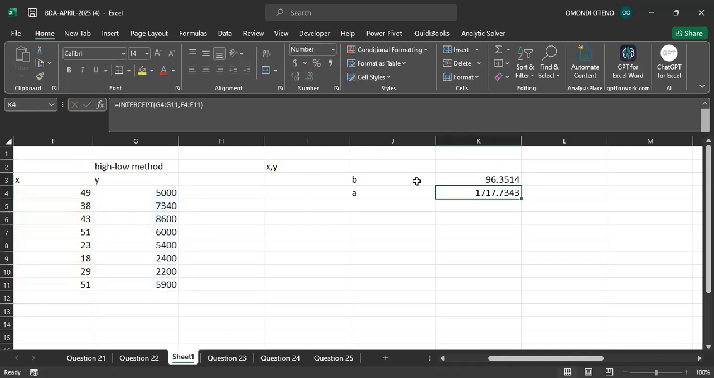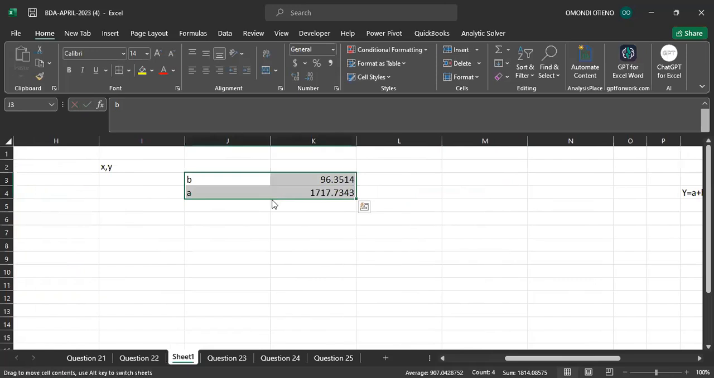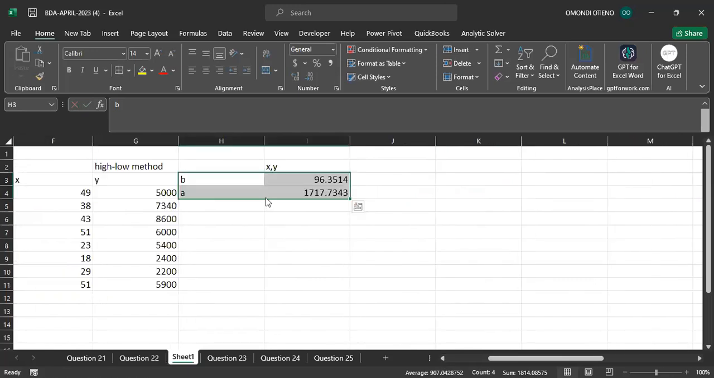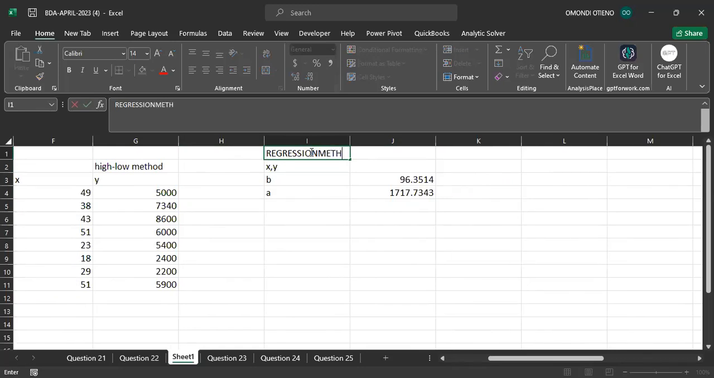So I was trying to explain to you why, if you just use the slope function and intercept function blindly, we'll be getting different results, because you're going to use all the figures. The moment you use all the figures, you've used the average numbers, and that is not the high-low method. That is now the regression method.